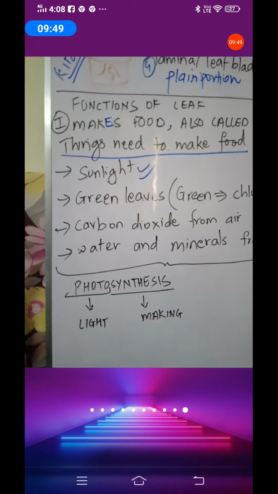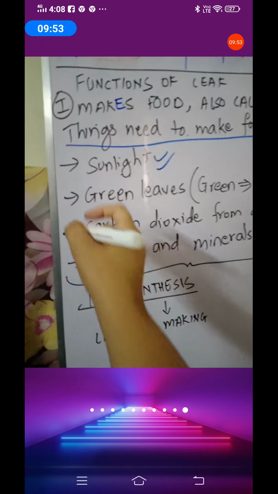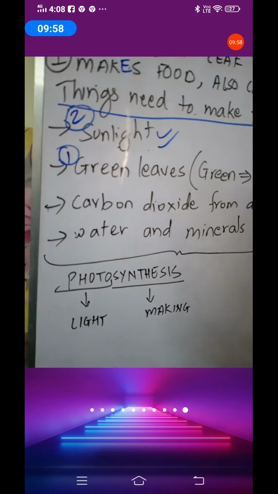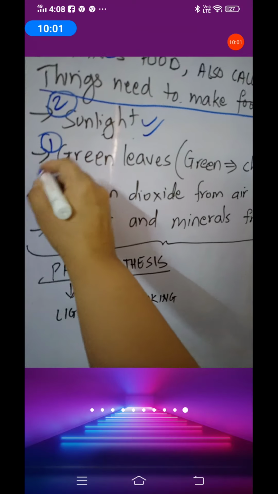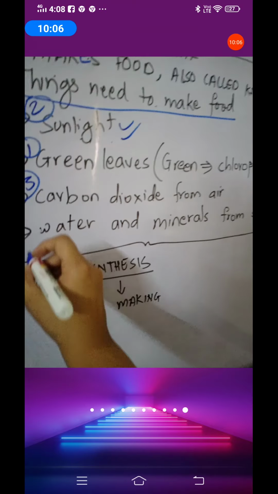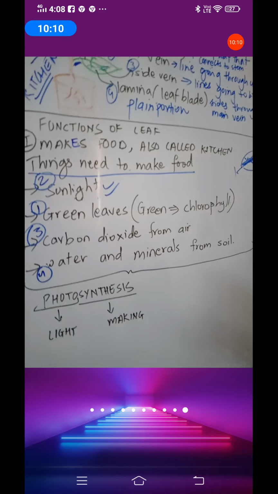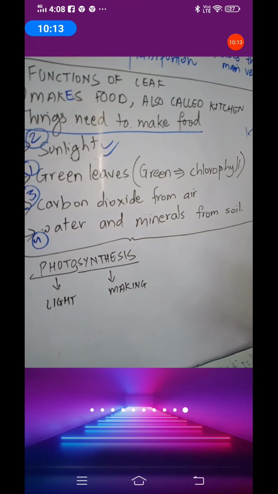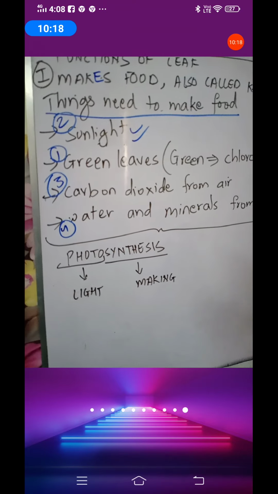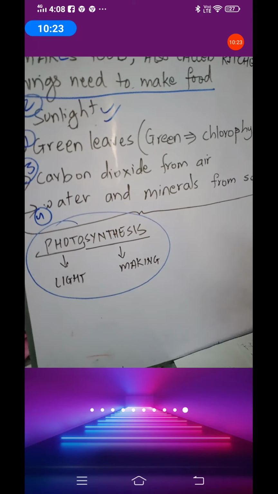So what are the things that are required? Obviously, when I keep saying green leaves, the first thing I can say is that green leaves are required to make food. Then we require sunlight, isn't it? Then we require carbon dioxide from air, and finally we require water and minerals from the soil. So when I get these 4 things, I am able to make food. And this process, by which the plants are preparing their food, is called photosynthesis.